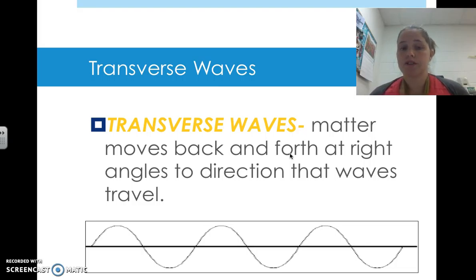A transverse wave is a wave that moves back and forth at right angles to the direction that the wave is traveling. So in other words, it goes like this, and then it will go at the exact opposite at 90 degrees to the line all the way down. So it's a wave as you picture a wave like in the ocean.